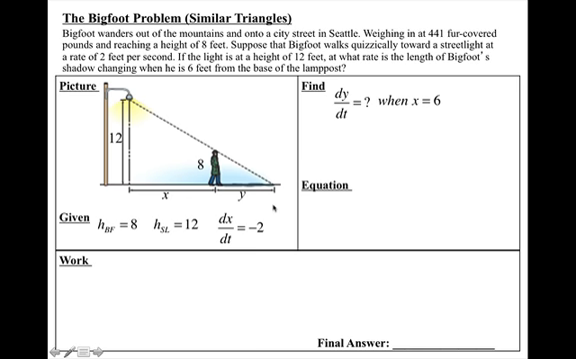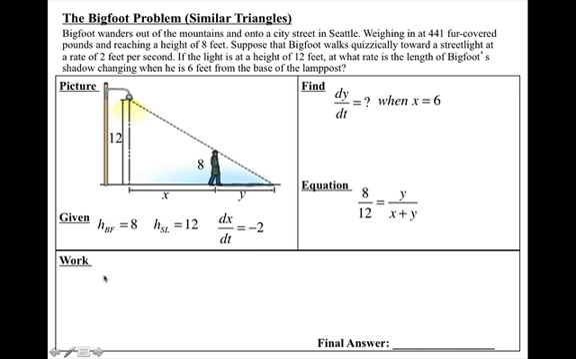Now you have to write an equation. The best way to do this is you have similar triangles. If you remember from geometry, you have this small little triangle made up of him and his shadow. And then you have the big triangle made up of the street light and the whole distance from him to his shadow tip. So when I relate it as similar triangles, I have 8 is to 12 as y is to this whole length of the triangle, x plus y.